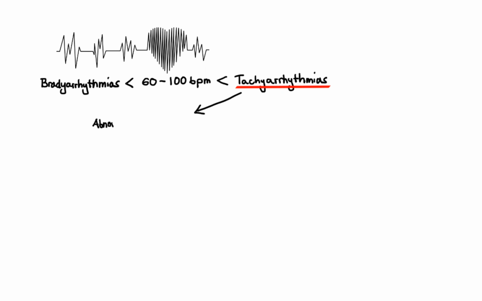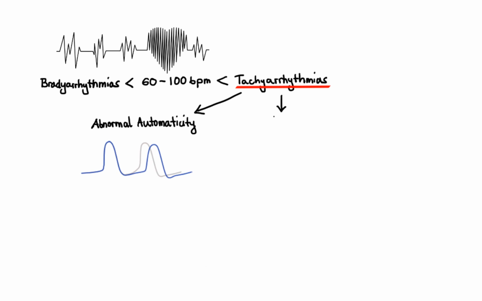First, abnormal automaticity, also referred to as enhanced automaticity. This occurs when the cell membrane becomes abnormally permeable to sodium during phase 4, which results in an increase in the slope of phase 4 depolarization. This can cause other cells to accelerate their automaticity and thus generate impulses faster than the SA node.